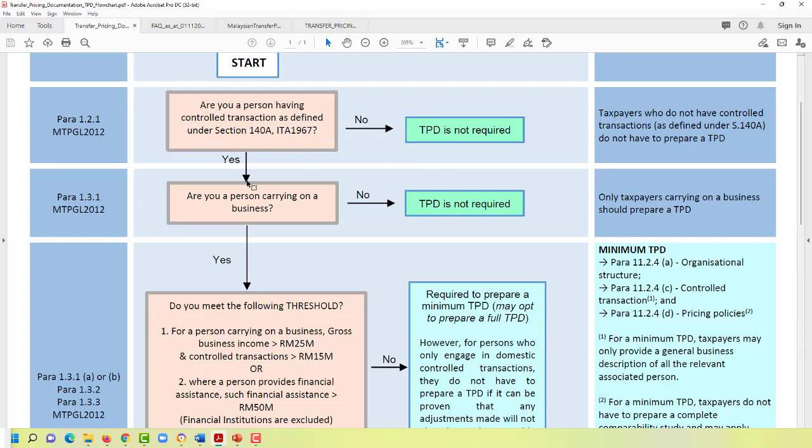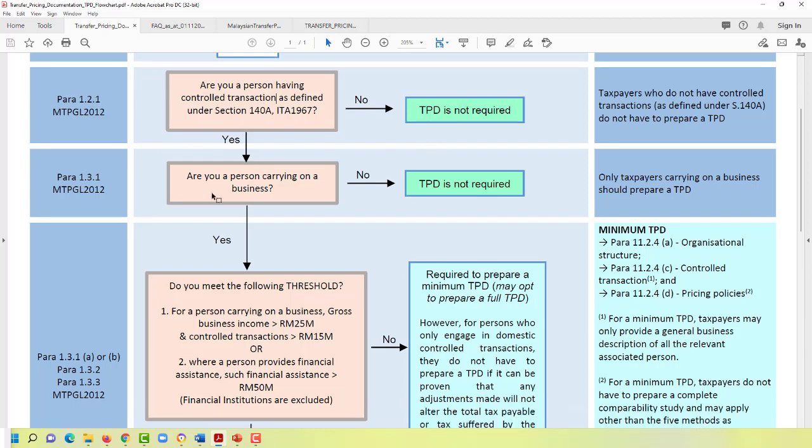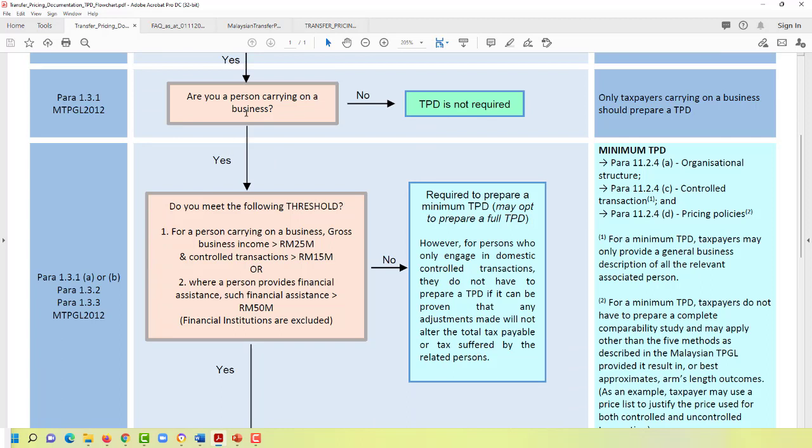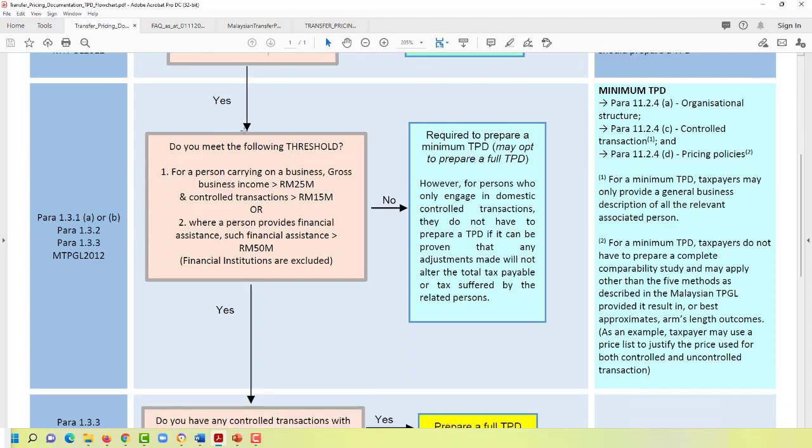If the answer is yes, then the next question is, do you carry on business? Because if you're not doing any business, then again a TPD is not required. Now if you do have a business, then the next test is the crucial test that will decide whether or not you fall within the scope. If you are carrying on business, your gross income from your business has to be more than 25 million, and the controlled transaction has to be more than 15 million.